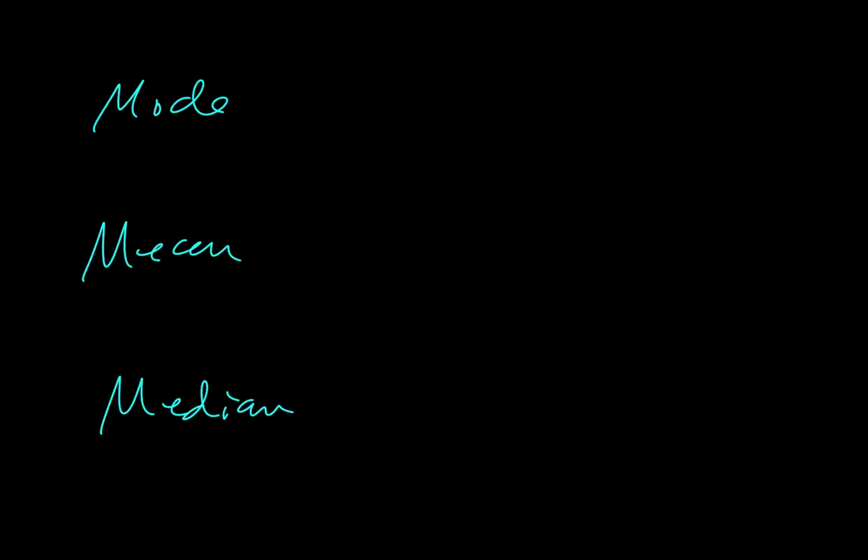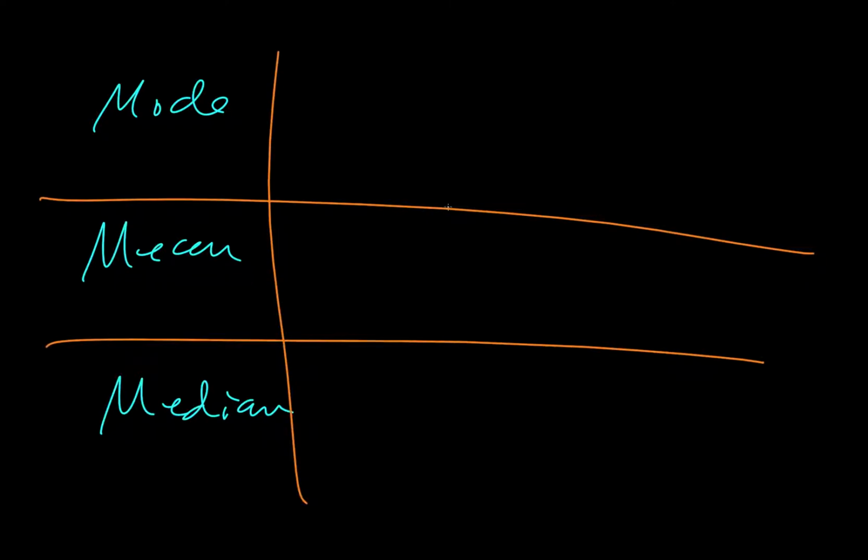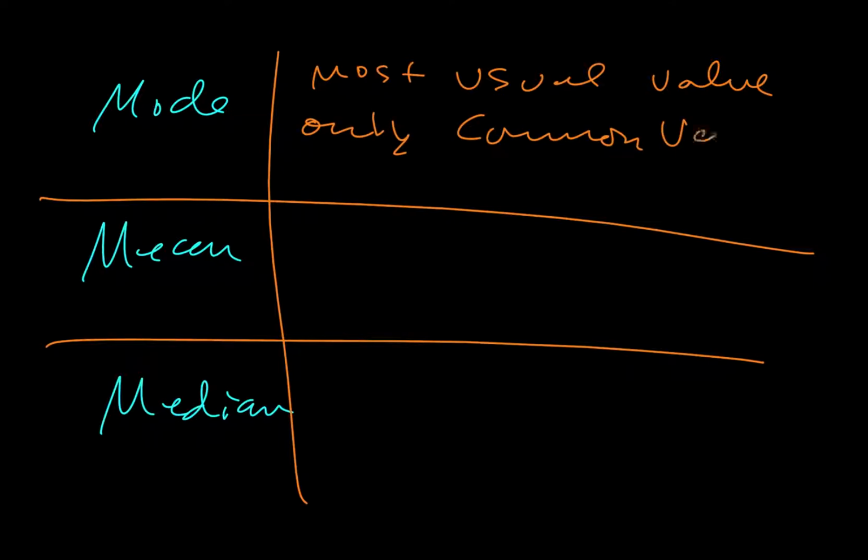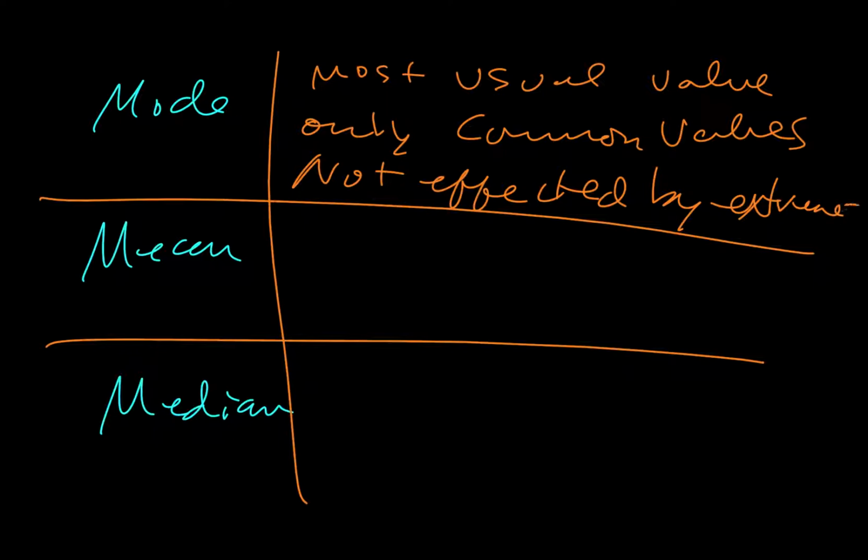So the mode, we'll go like this. The mode gives the most usual value. So most usual value. And it only takes common values into account. So only common values. And it's not affected by extreme values. Okay, so those are kind of the pros and cons on that.